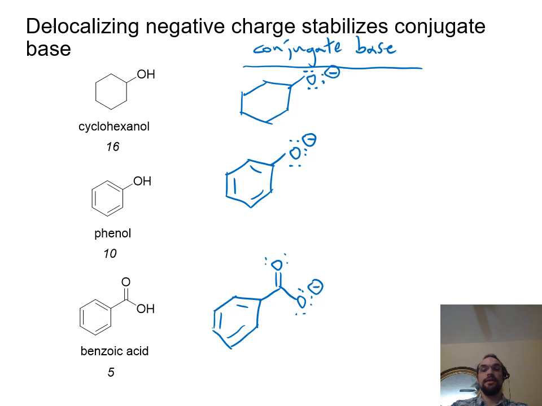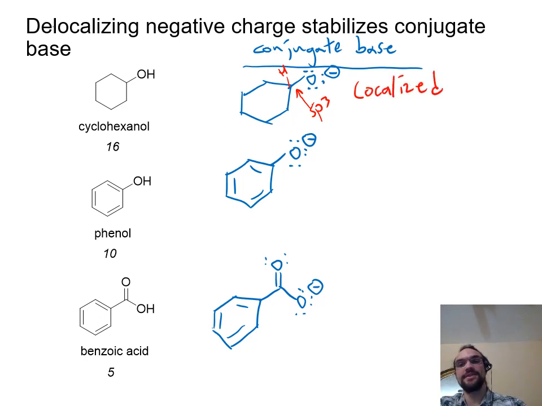But let's think about these negative charges, and are they fixed on that atom or are they spread out? Well, if we look at this oxygen here, what's the carbon atom attached? It is sp3 hybridized, right? There's a hydrogen attached here. So that charge has nowhere to go. So this is a localized negative charge.